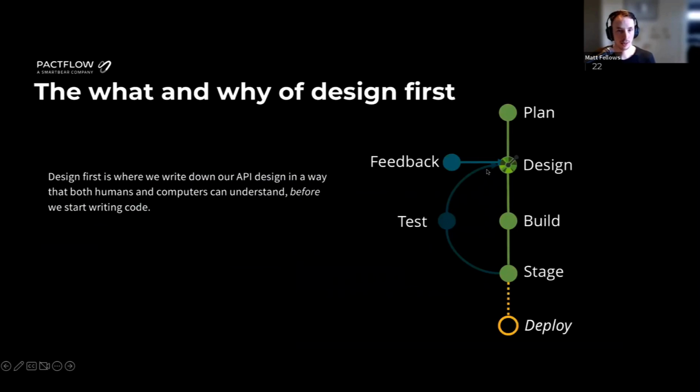So what is design first and why do we care? Well, design first is basically where we write down our API design in advance in a way that both humans and computers can understand before we start writing code. So, usually, in some software project, we would write down some requirements somewhere. An API specification is a way of standardizing or expressing these requirements in a way that's specific to APIs.